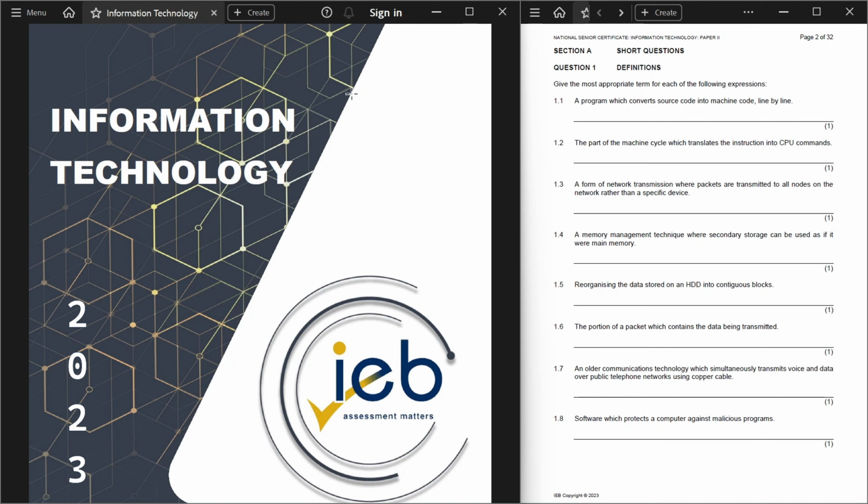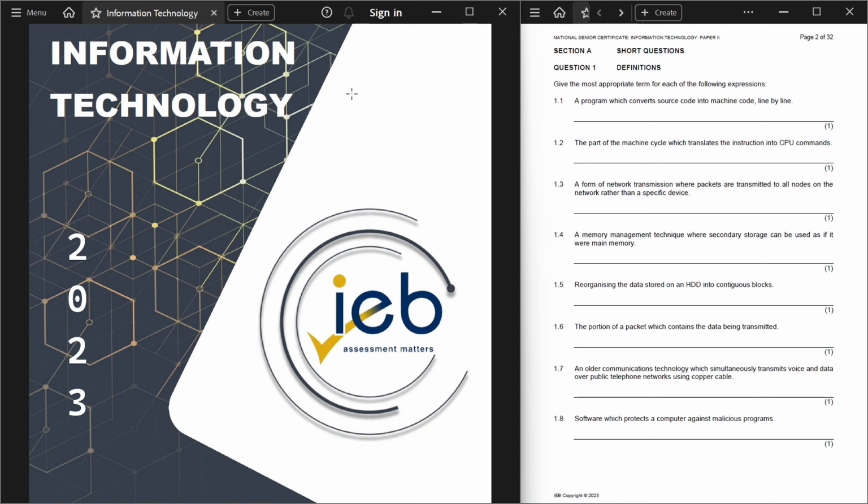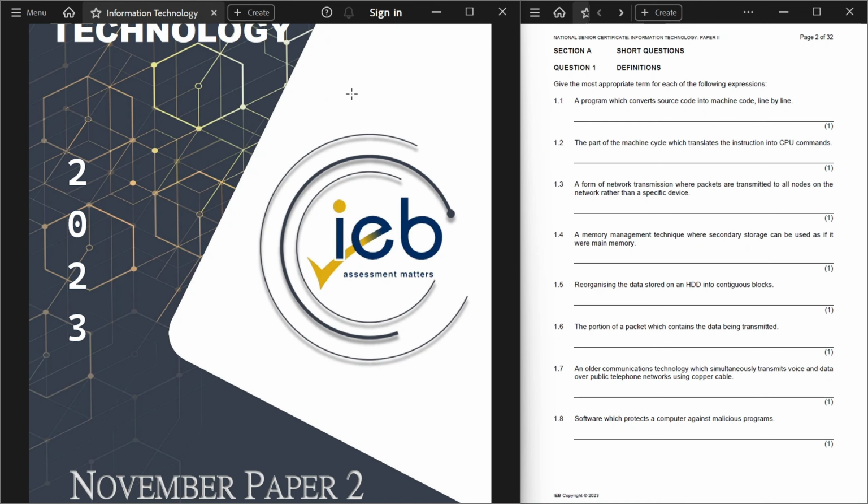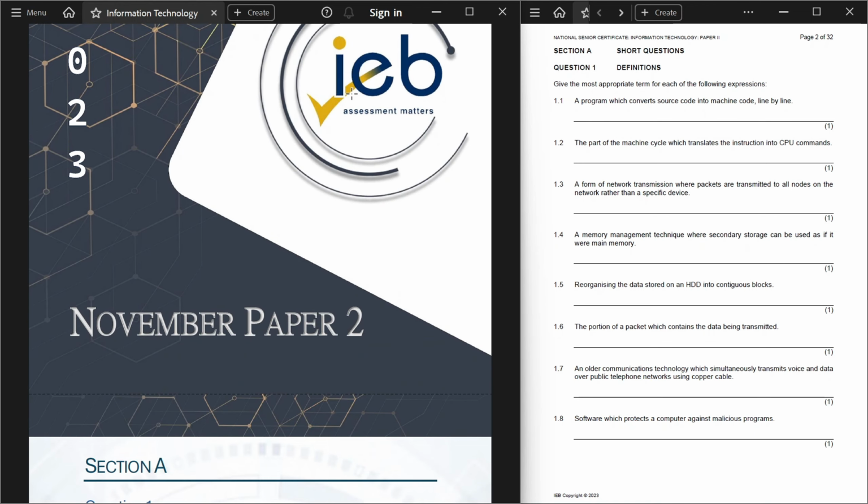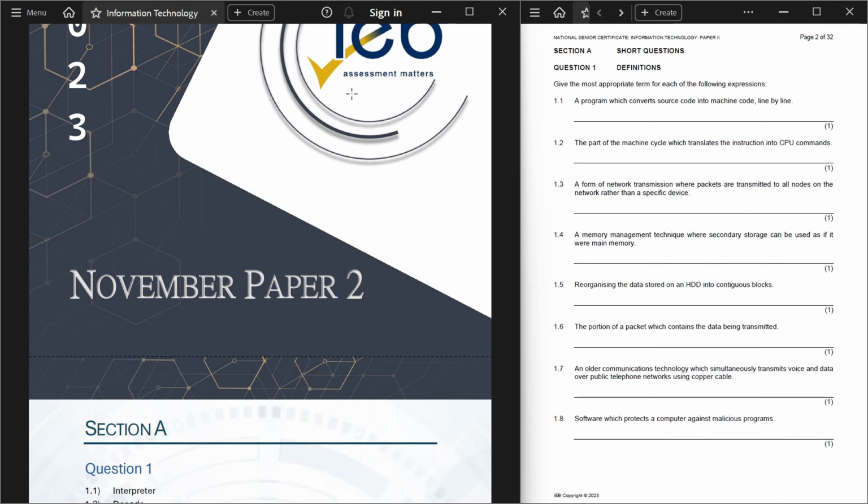1.1. A program which converts source code into machine code line by line. The answer there is interpreter. Now please, do not make the mistake of writing translator. Believe me, it happens. 1.2. The part of the machine cycle which translates the instruction into CPU commands. The answer there is decode.